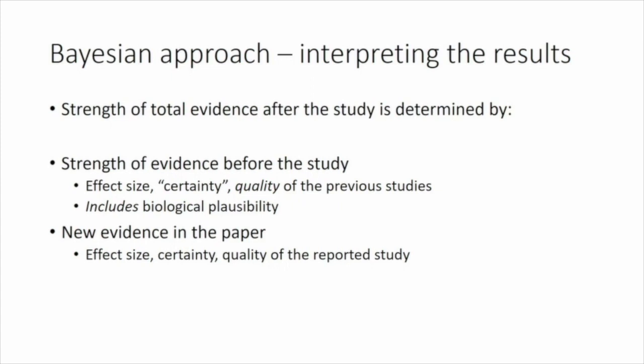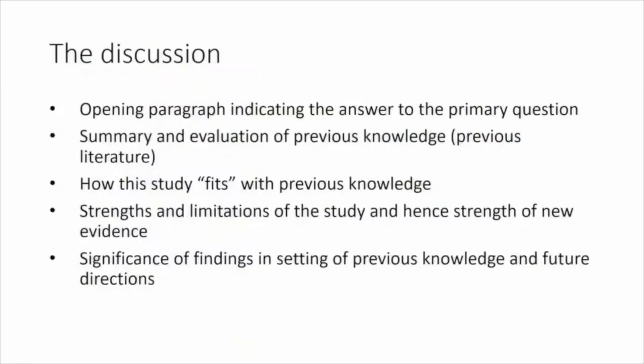So the strength or the total evidence after the study is determined by the strength of evidence before the study, which could be effect size, the certainty, the quality of previous studies, including biological plausibility, multiplied by the new evidence of the study, which is the effect size and the quality of the current report. You put the two together, and that should give you, the authors, the indication of what to believe afterwards or what to recommend afterwards. Steve Schaefer wrote a very nice editorial about this about 10 years ago in ANA, where he basically summarised it saying, extraordinary claims demand extraordinary proof.